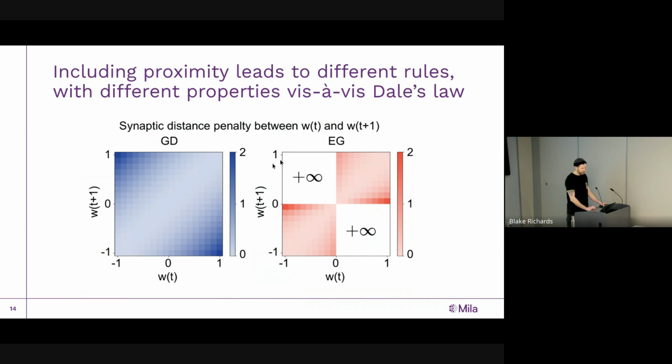And here's just a plot of that synaptic distance penalty to give that intuition. In gradient descent, synapses are considered far away simply if they are far away in space, in the most intuitive sense of it. But in the case of using the unnormalized Kullback-Leibler divergence, we have instead this proximity penalty where it is undefined for sign switches.